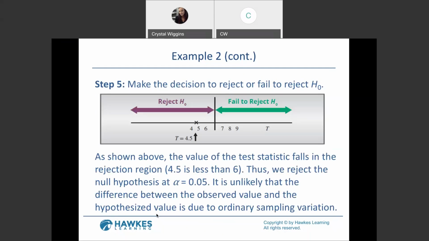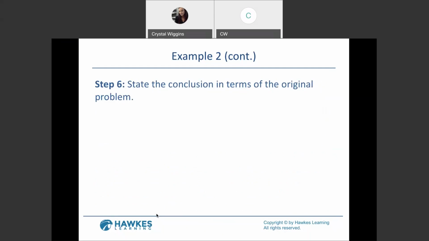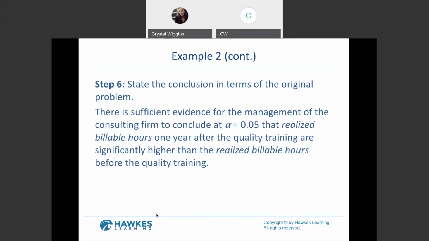Okay, so we make a statement in conclusion. We say there is sufficient evidence for the management of the consulting firm to conclude that at an alpha level of 0.05, realized billable hours 1 year after the quality training are significantly higher than the realized billable hours before the quality training.